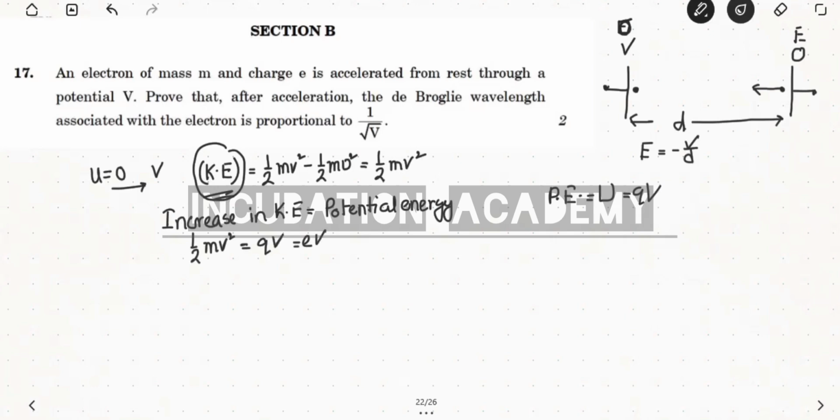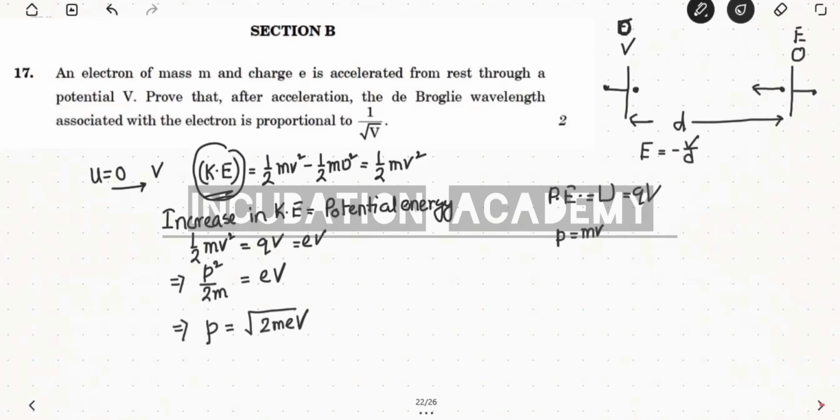We also know the expression p equals m v. So we can write half m v squared as p squared divided by 2m. So p squared by 2m is equal to small e multiplied by capital V. From here, the momentum p is root over 2 m e V.